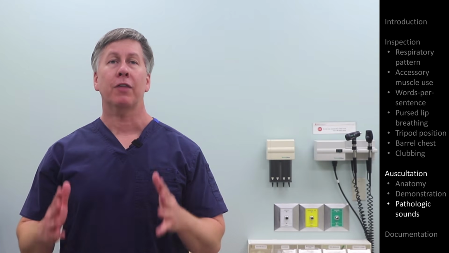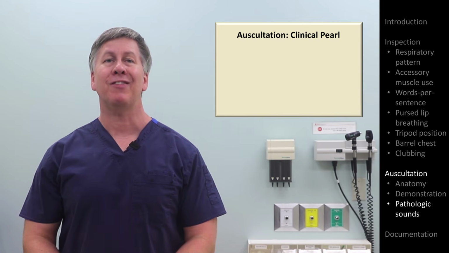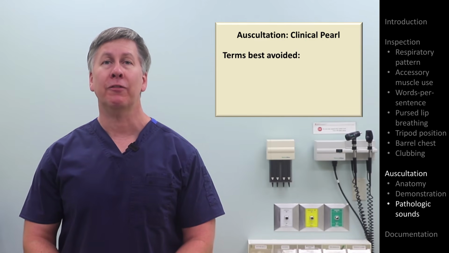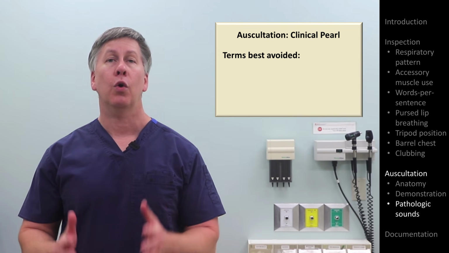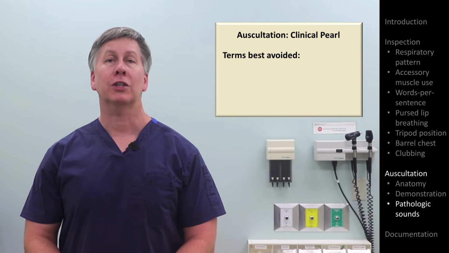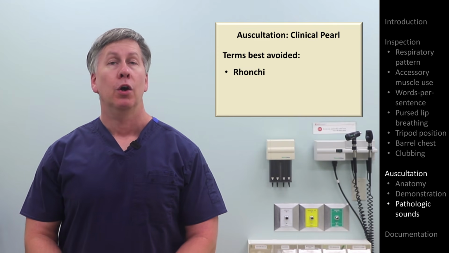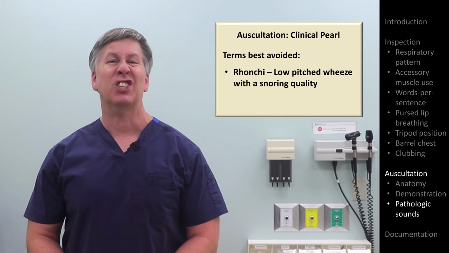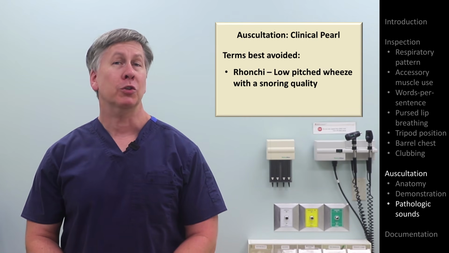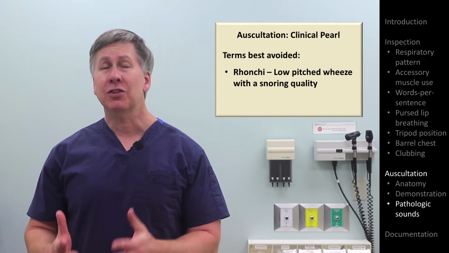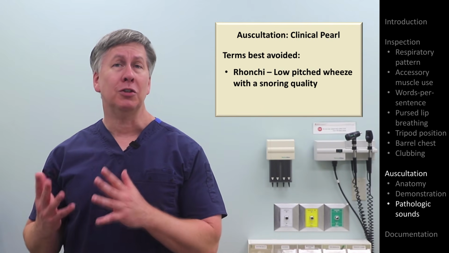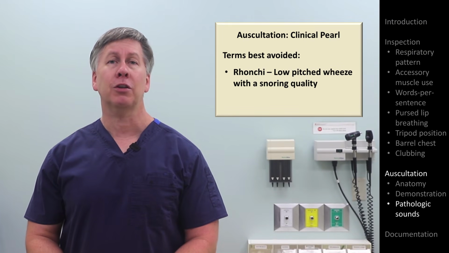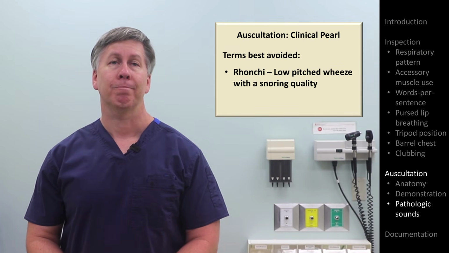You may have noticed that there were several lung auscultation terms I have not yet mentioned. These are best avoided due to the unusually high frequency with which they are misused or misunderstood. For example, rhonchi. Rhonchi are best described as low-pitched wheezing that has a snoring quality rather than a musical one. In practice, though, the term rhonchi is often misused to describe gurgling sounds produced by air passing through mucus-filled bronchi.